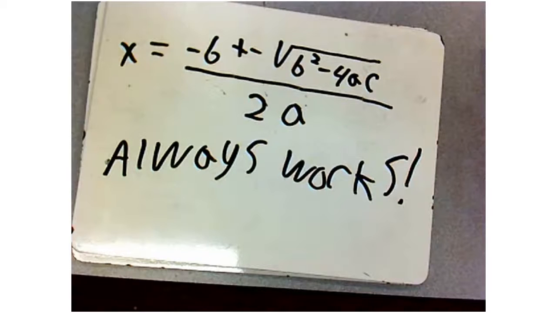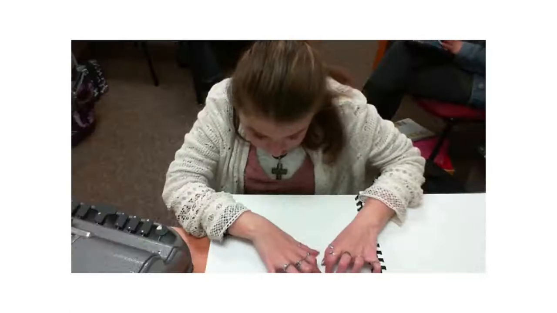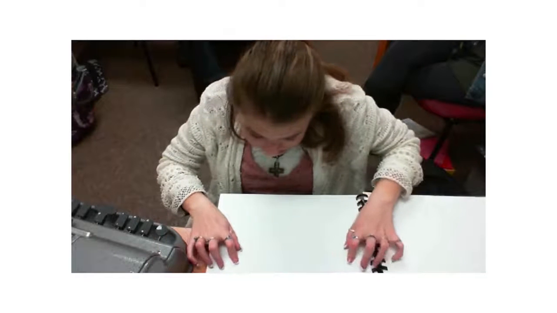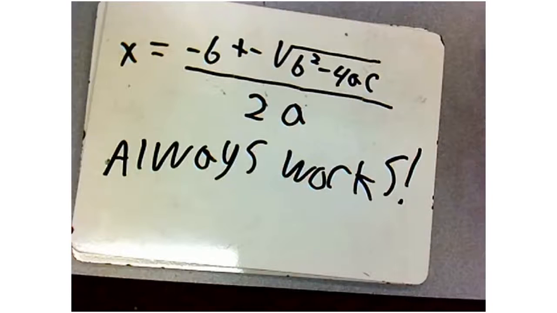So we have 64 minus 20. 64 minus 20 is 44. Is that a perfect square? No, I wish, but it is not. So if 44 is positive and it is not a perfect square, what do we have going on? Two irrational roots. Exactly, because you can pull out a 4, so think about it.